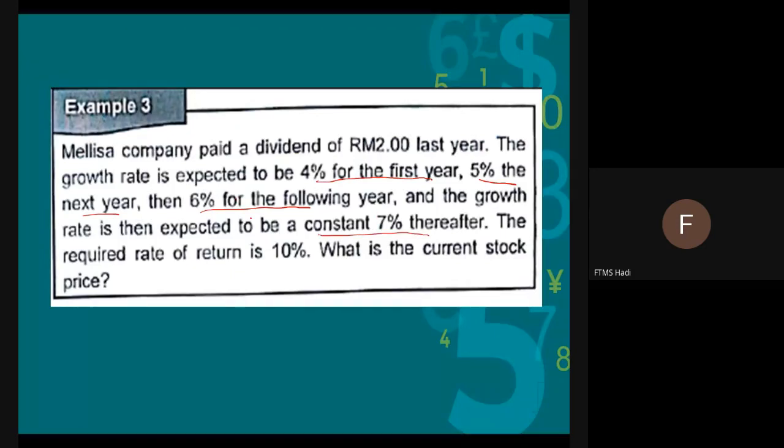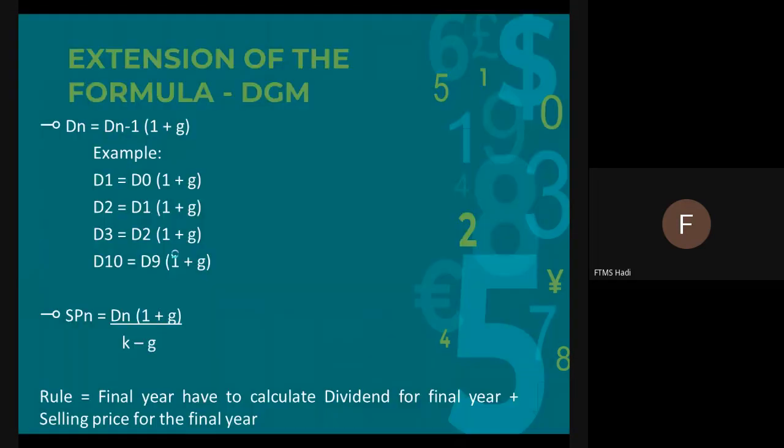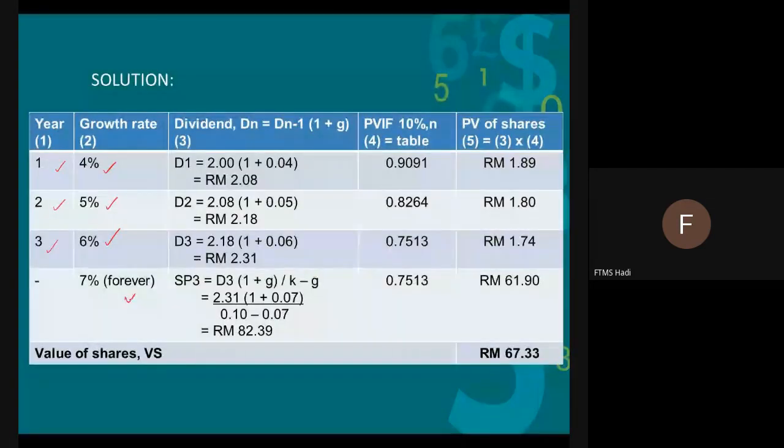And then the last one is expected to be a constant 7% thereafter. That means after 6% in year 3, going forward until forever, the dividend will grow at a flat 7%. So that's why I put this one: 7% forever. I didn't put a year here because this one is forever. From year 3 onwards after 6%, it is 7% forever.